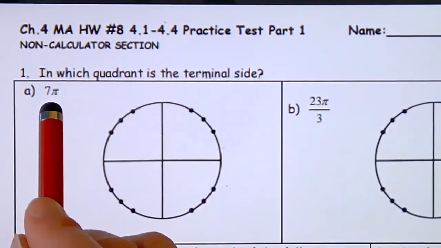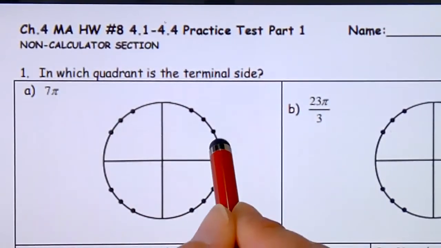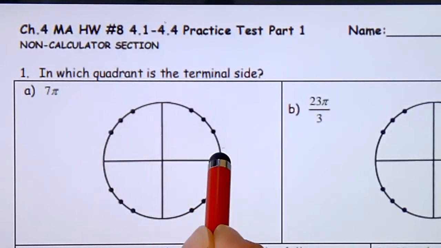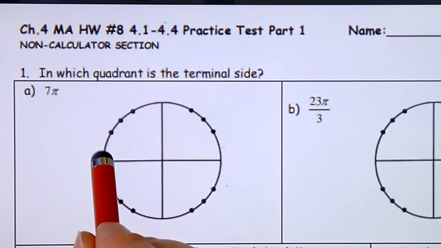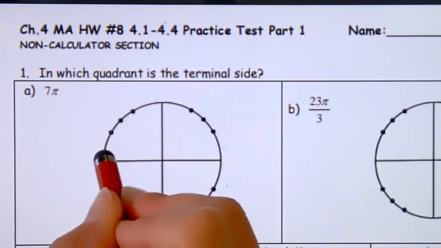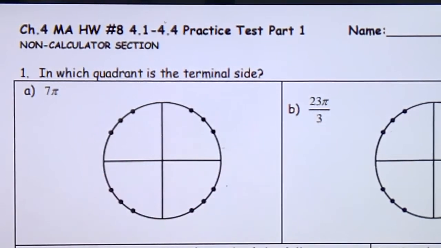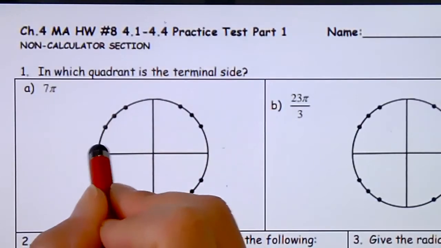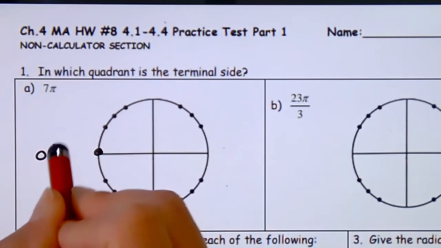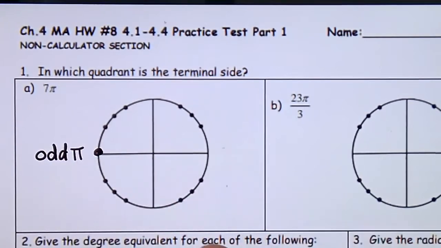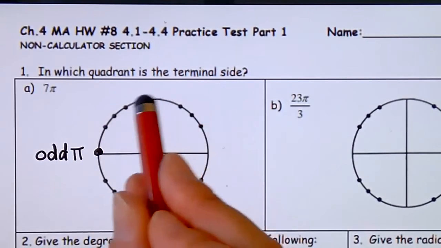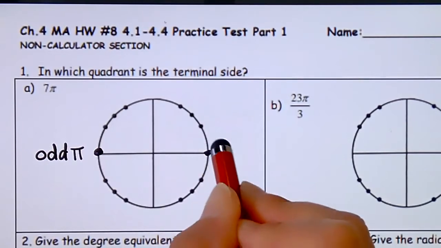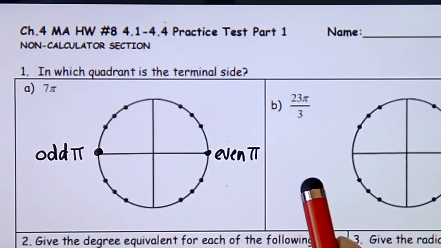If I have a pi, any pi, what's going to happen is, as I go around the unit circle, this is going to be 1 pi, 2 pi, 3 pi, 4 pi. What you'll notice is this is all my odd, this is all my even. So this is going to always be my odd pi. So if they said 99 pi, don't count around. This would be 99 pi. If they said 108 pi, this side would be 108 pi. This is always your even pi, okay?